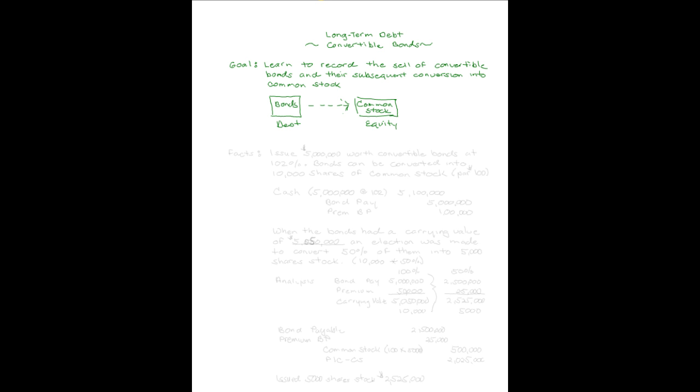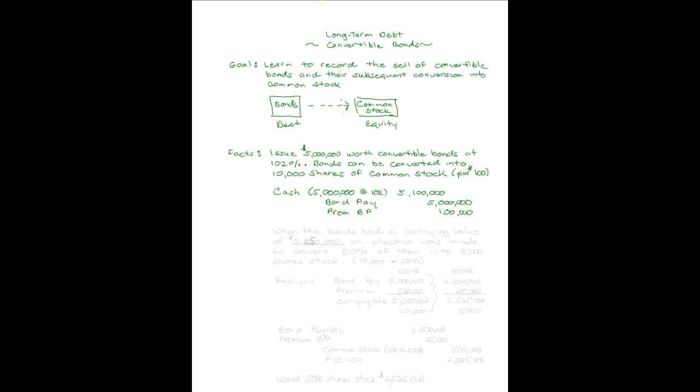To consider it a sweet offer. Let me describe a situation for you of a sweet offer, and we'll learn to do the accounting for it. In the first part of our facts, let's say we'd like to issue $5 million worth of convertible bonds at 102%, and that when these bonds were issued, the indenture said that they could be converted into 10,000 shares of common stock, which had a par value of 100, at the discretion of the investor. What would the journal entry look like to record this issue of bonds?